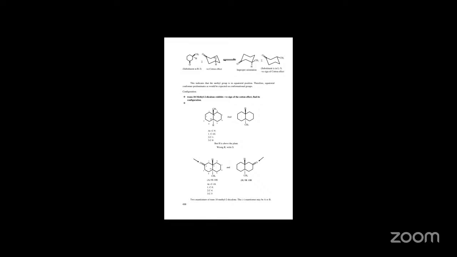So the chair form of this 3-methyl cyclohexanone, when it is flipped, is interconverted to another form, where the molecule shows the positive and negative Cotton effect. For interconversion, we get positive and negative. So this indicates that the methyl group is in equatorial position. Therefore, the equatorial conformer predominates, and it would have the positive Cotton effect.